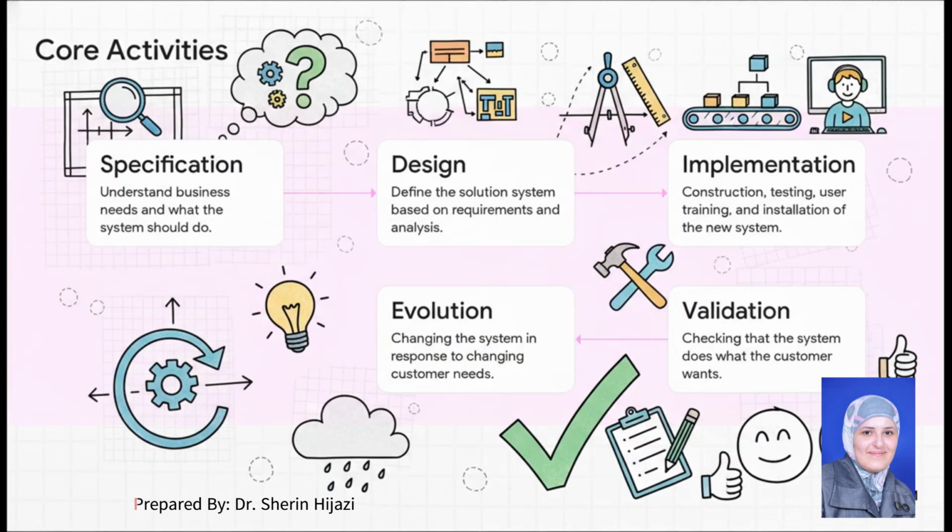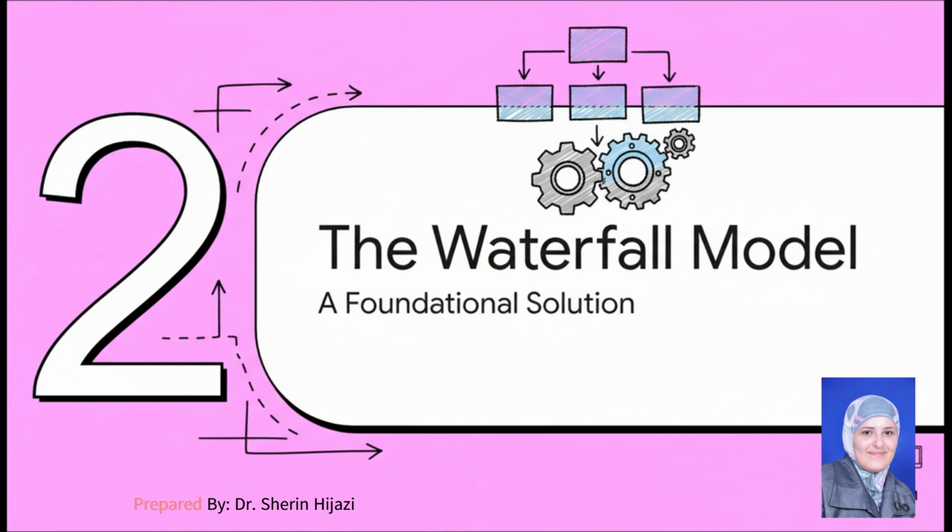Now, it doesn't really matter which specific process you use, pretty much all of them are going to have these core activities. You have to figure out what to build, then how you're going to build it, then you actually have to build it. After that, you check that you built the right thing, and finally, you have to keep it running and update it. On the surface, it's a really simple logical flow. So the big question is, how do you organize these logical steps?